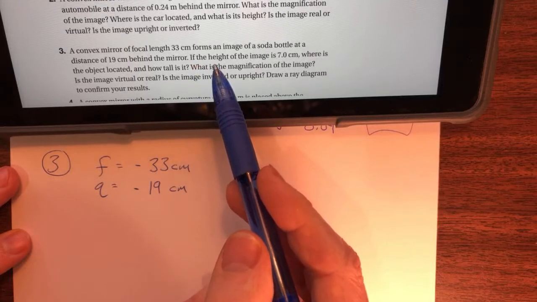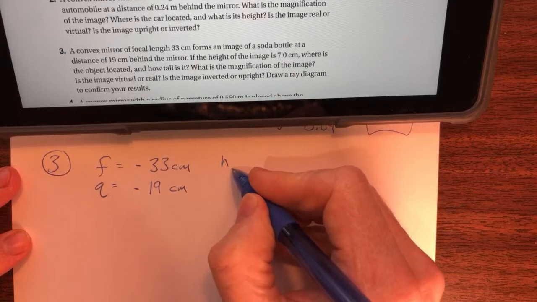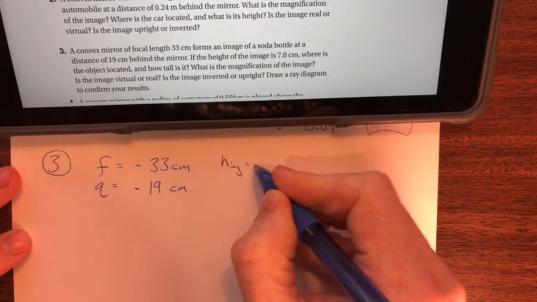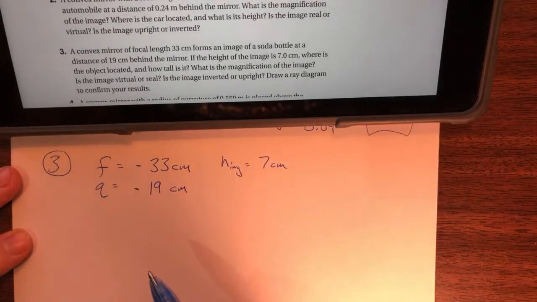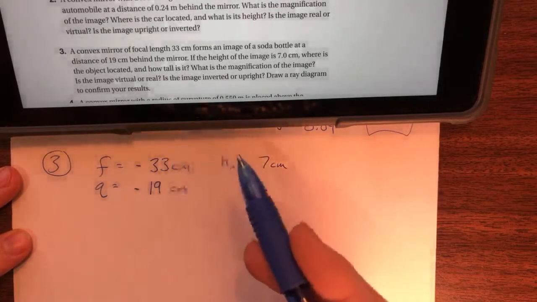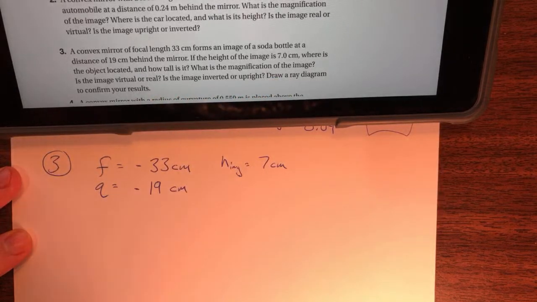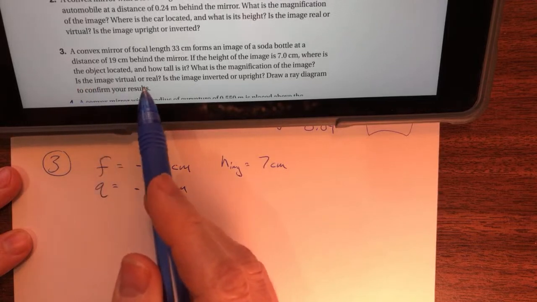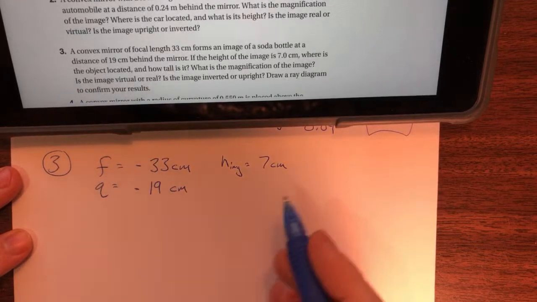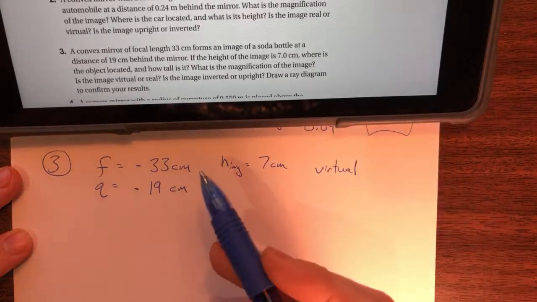Very similar problem, right? The height of the image is 7 centimeters. Same thing: where's the object located? How tall is it? Magnification. Obviously, you need the magnification before you figure out how tall it is. And is it real or virtual? We can go ahead and answer that right away. If this is negative, we already know this is virtual. Or is a convex mirror? It's going to be virtual.